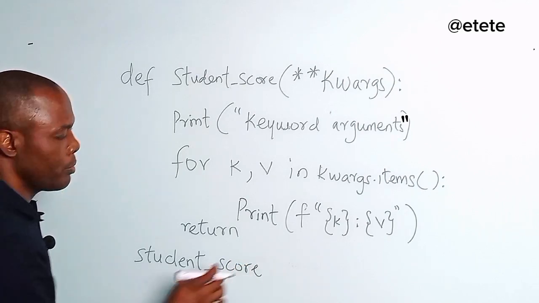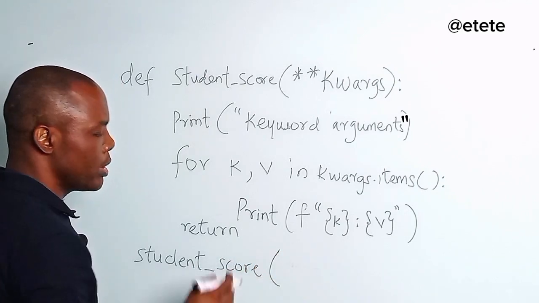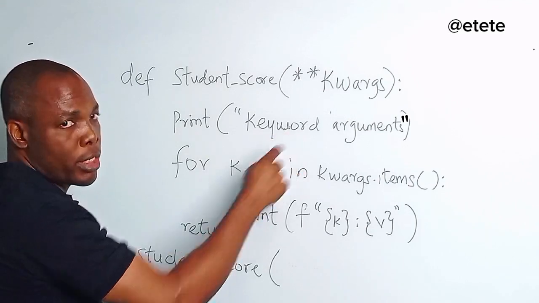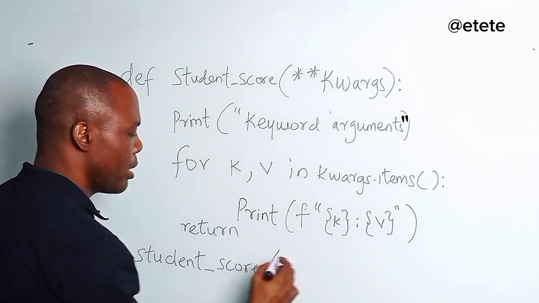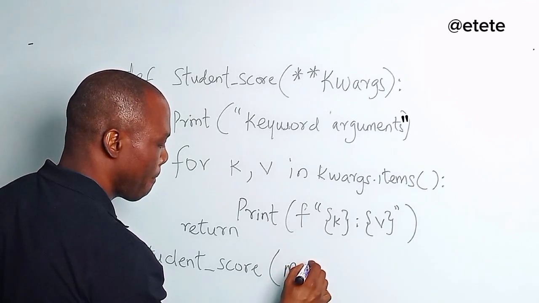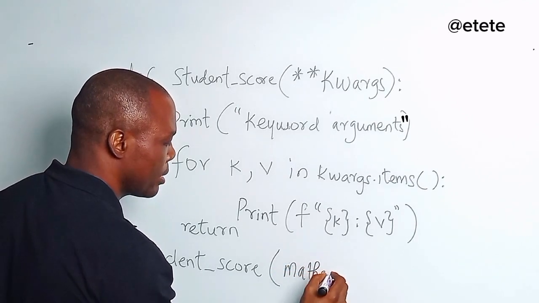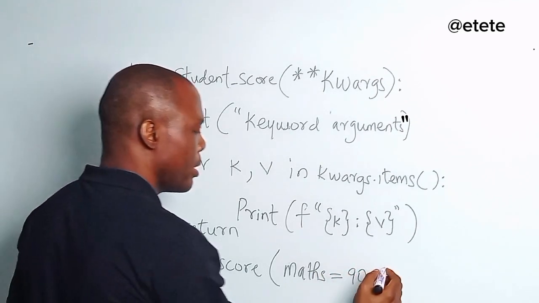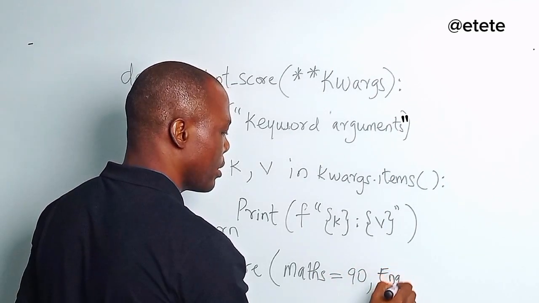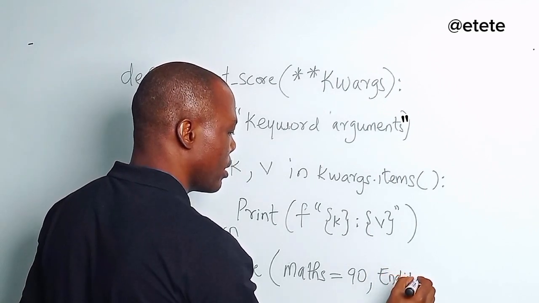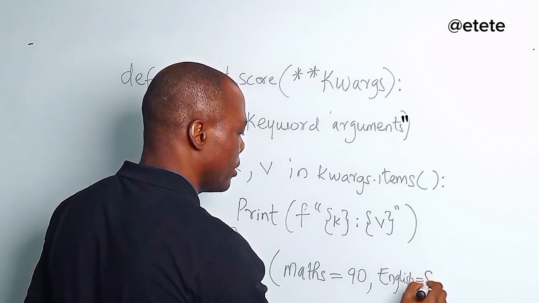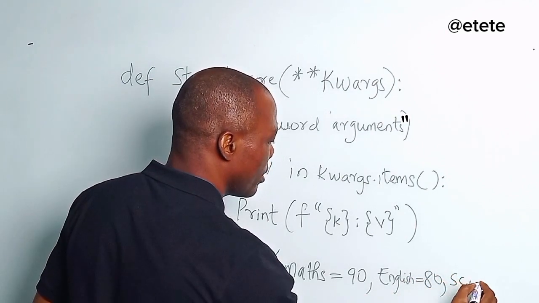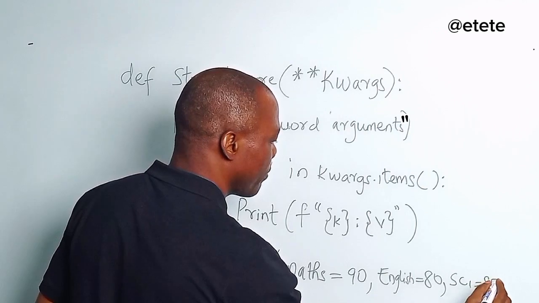So I'm calling the function. Now I'm going to supply my parameters to it. I'm going to use a key value, right? Keyword argument. That's what I'm going to supply. So math equals to 90, comma, English equals to 80, comma, then science equals to 85, right?